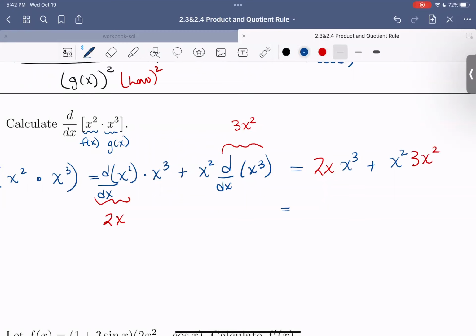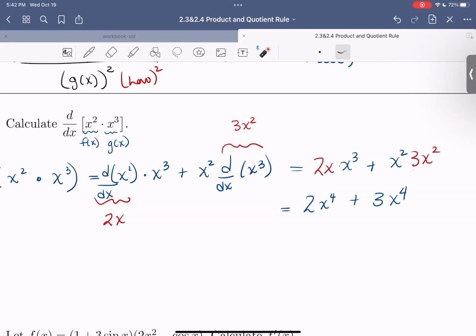So now we can multiply our terms together. So we get 2 times x to the 4th just by combining those exponents. We have the same base x, so we add the exponents there. Plus, now we can put our constant in front, 3 times x squared times x squared, which is x to the 4th.